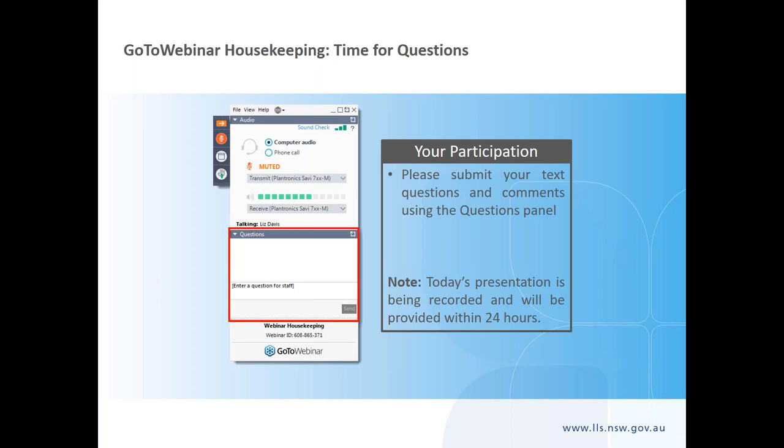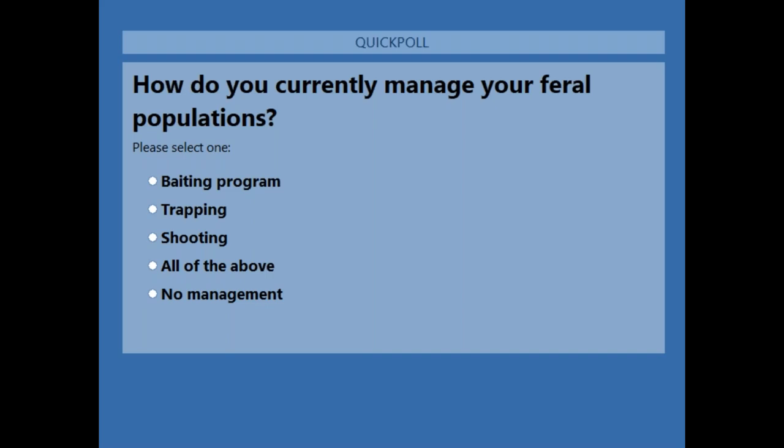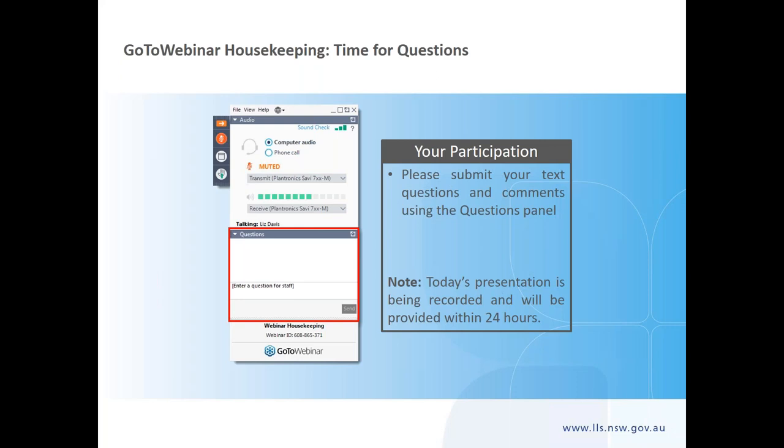I'm just about to launch a third poll. How do you currently manage your feral pig population? Okay, I'm just about to shut that poll down. So how do you currently manage your feral pig population? Our polls have come back with 17% baiting program, 17% of all of the above, and 67% of no management.